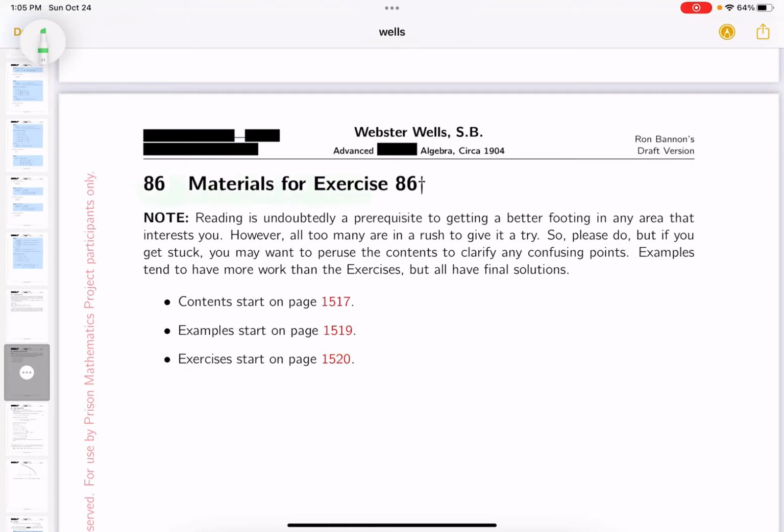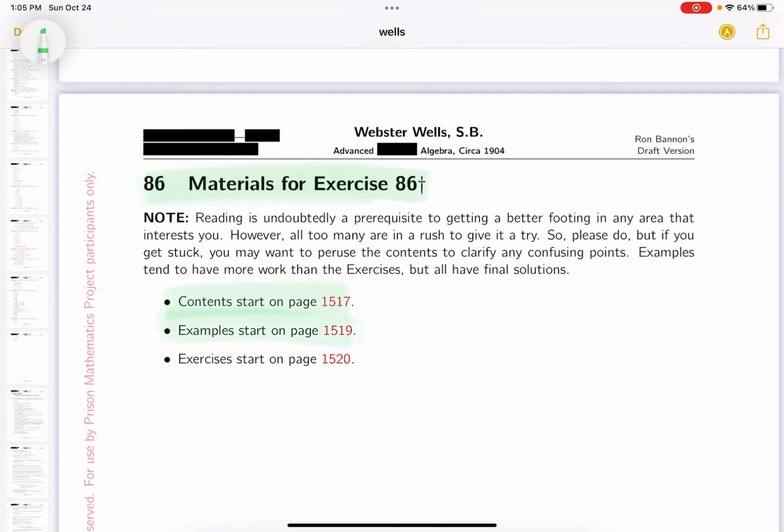Okay, we're in section 86. As always, there'll be contents to look over, examples to do, and then exercises. That's really going to take a lot of time to get through, or usually it does for most students, especially if we take it seriously.